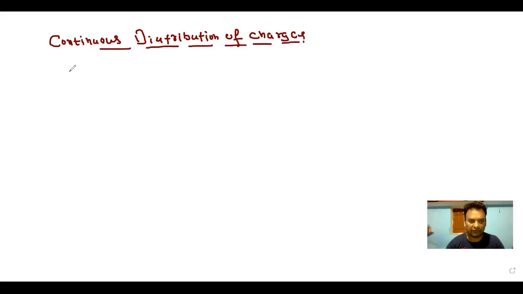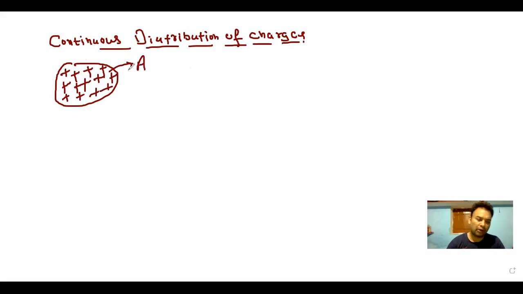So suppose we have some area, and over that area a large number of charges are continuously distributed. So a large number of charges are distributed over the area A. How do we find the potential at some point P due to all these charges? This is a point P, and we are interested in finding VP at this point.